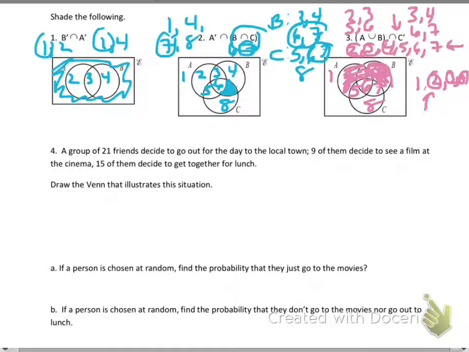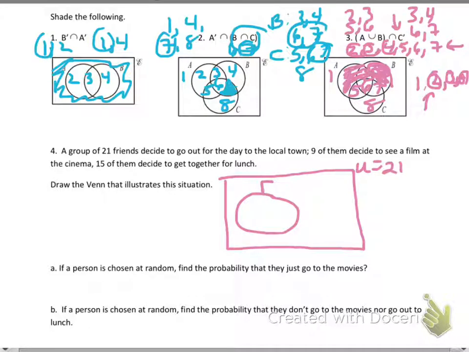Okay, so let's go over here to number 4, and this is a Venn diagram. So let's go do this. And so I have my universe is 21, and it says 9 of them decide to see a film at the cinema, 15 decide to go together for lunch. So we got film, and we have lunch. So it says a group of 21 friends decide to go out for the day to the local town.